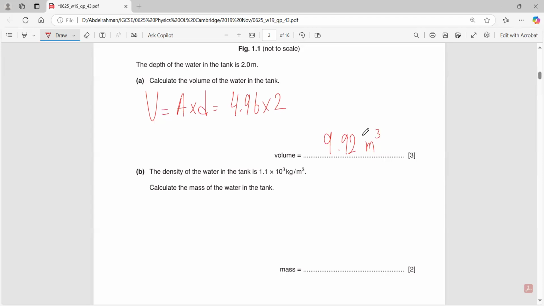The density of the water is 1.1 times 10 to the power of 3 kilograms per meter cubed. Calculate the mass of the water in the tank. Density equals mass over volume, so to find the mass, we need density times volume. The density is 1.1 times 10 to the power of 3 times the volume, which is 9.92, which would give you a total mass of 10,912, which is 10,900 kilograms.